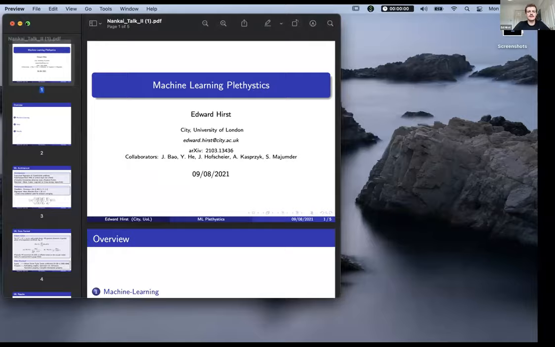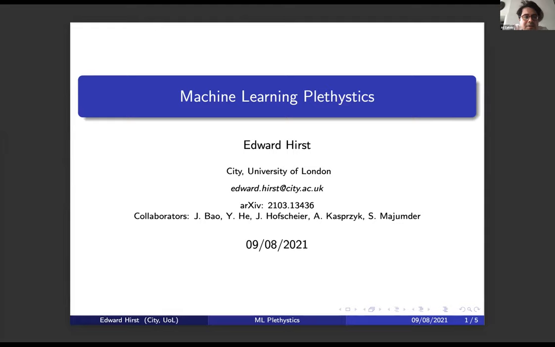Yes, everything is all right. So for the next speaker, we have Edward Hirst from City University of London, and he will tell us about machine learning statistics. Yes, please. Okay, lovely. Thanks for the introduction, Ali. So I'm Ed, I'm at City, and I'm going to talk about this paper on machine learning statistics. More specifically, it's machine learning Hilbert series, and it's with my fantastic collaborators who are listed there at the bottom, two of whom are giving their own talks in this session as well.